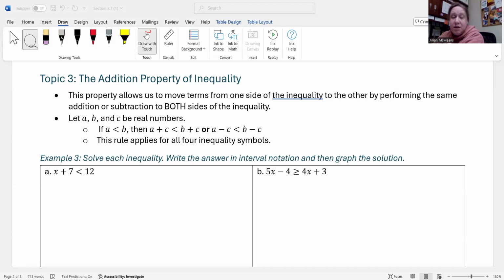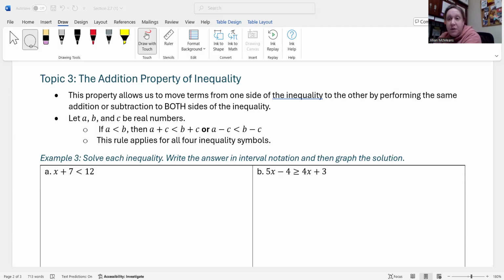Topic 3 is the addition property of inequality. And the good thing about this is we've already done the addition property of equality, and it works basically the exact same way. So this property allows us to move terms from one side of the inequality to the other side by performing the same addition or subtraction to both sides of the inequality. So if I add on the left, I have to add on the right. If I subtract on the left, I have to subtract on the right.